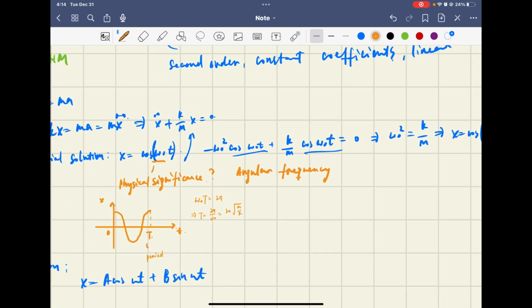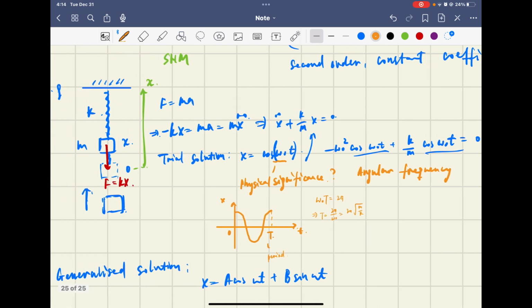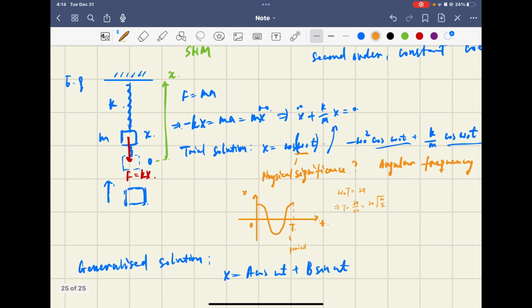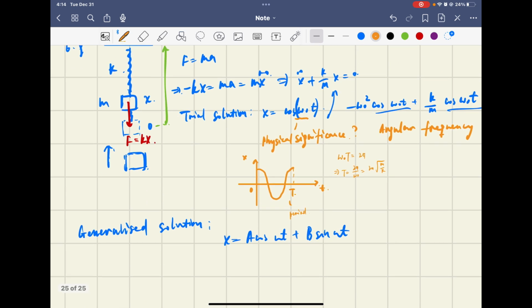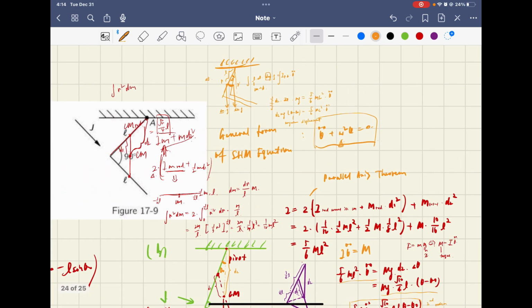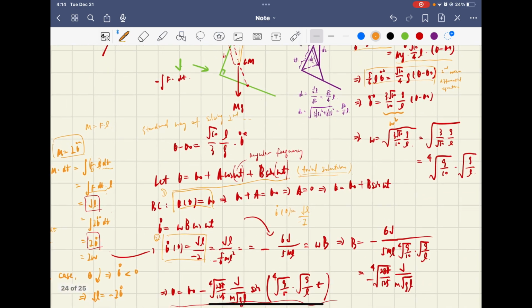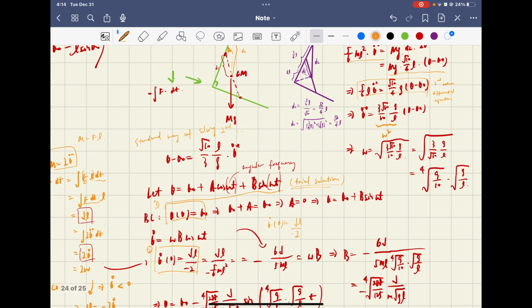Okay, so this is a very simple situation for harmonic oscillations. A more generalized solution to all harmonic oscillations takes the form of this, and this is the standard way we just did in the last video when solving for this. So we are kind of concise here.